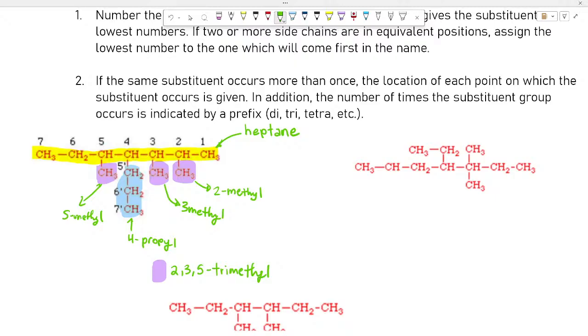Yes? What is the suffix anol, like ethanol, methanol? We'll get there tomorrow. Tomorrow? Yeah. Great question. We'll get there.